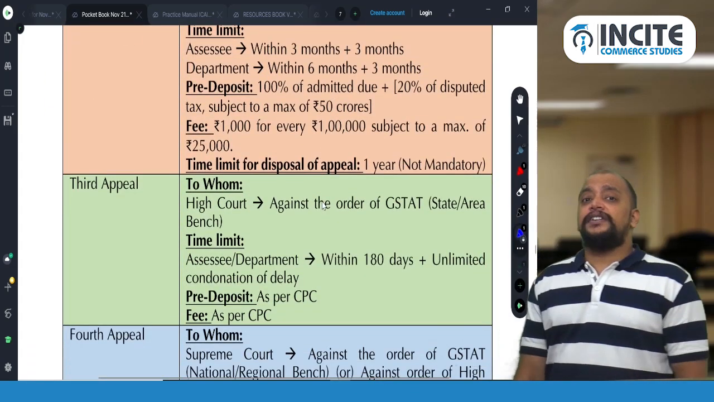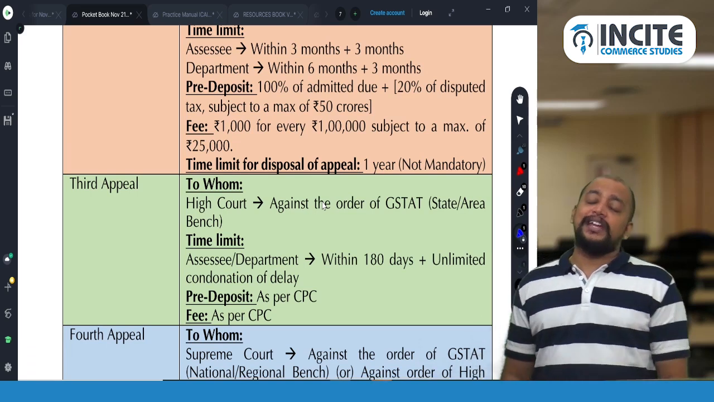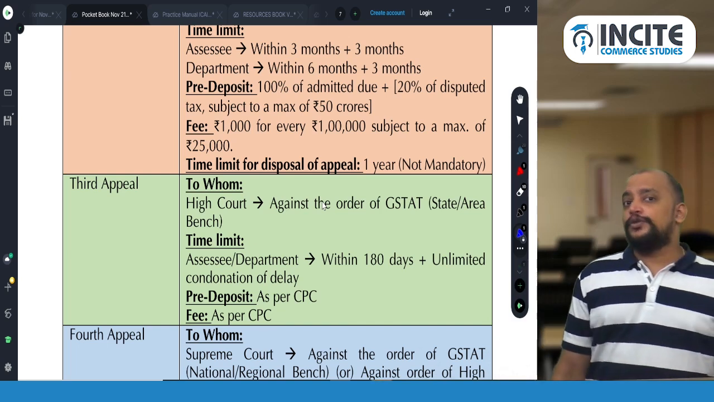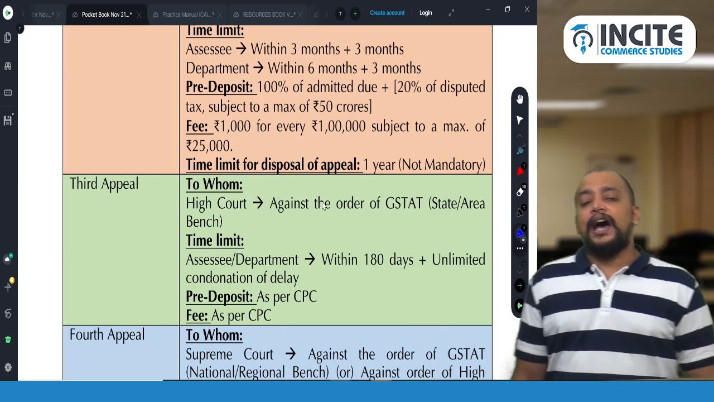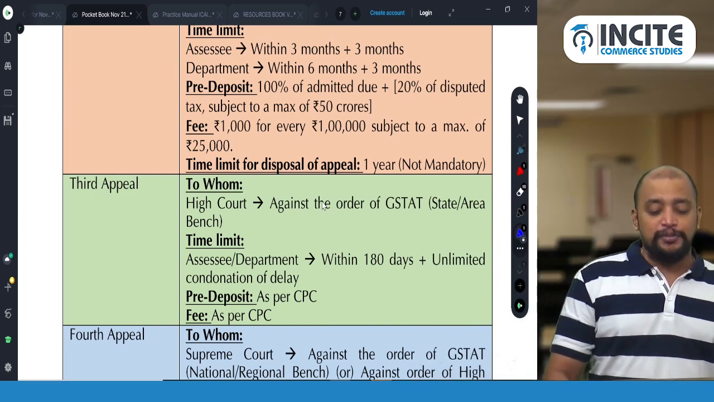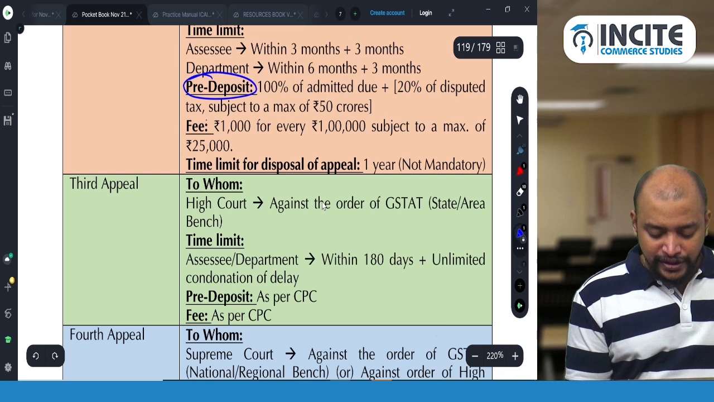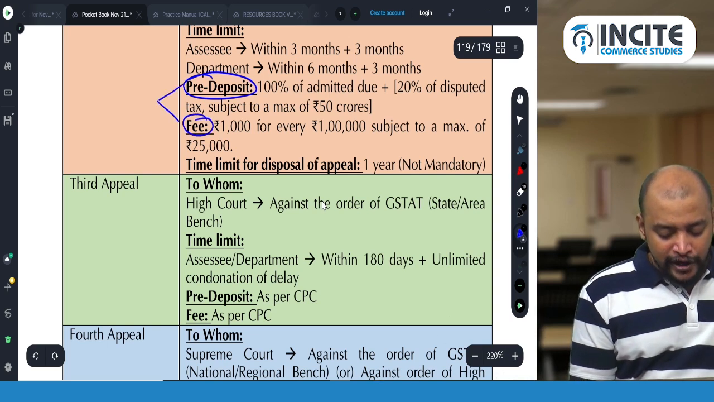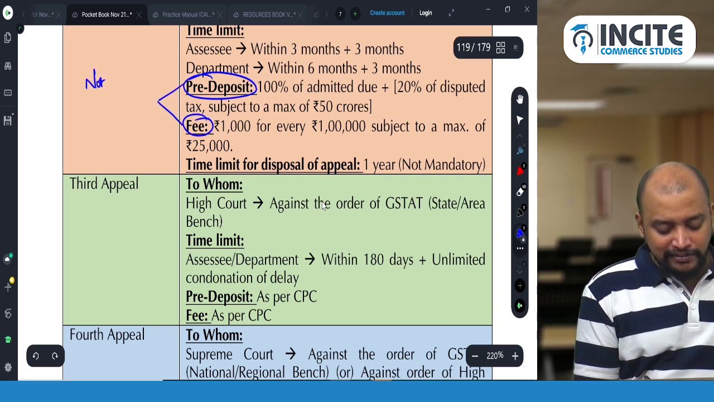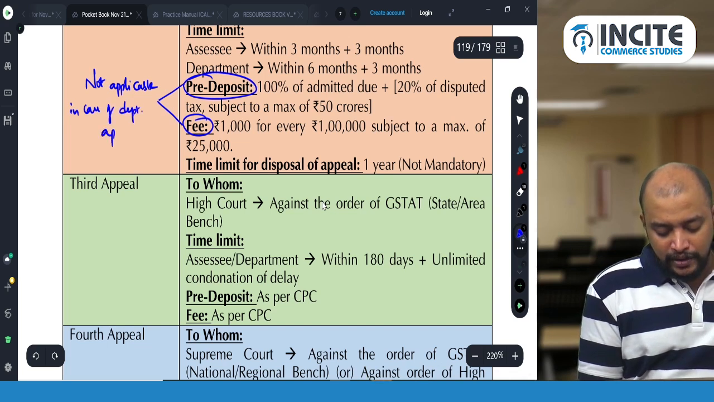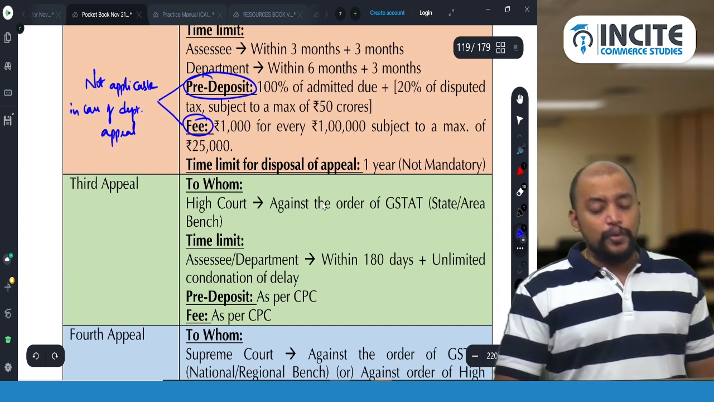And here we have an appeal fee. Pre-deposit is again for making payment of an advance kind, and the department is not required to pay any pre-deposit. And appeal fee is also not applicable for the department. Okay, so this pre-deposit as well as appeal fee are not applicable in case of a department appeal. Okay, next.